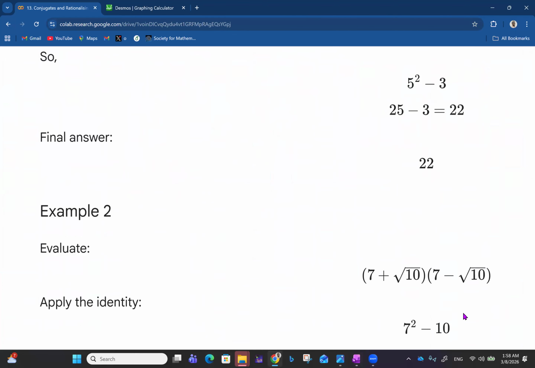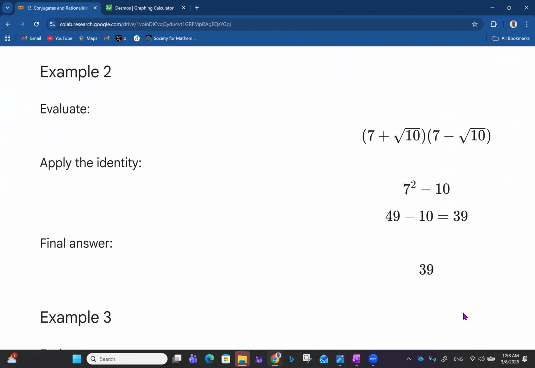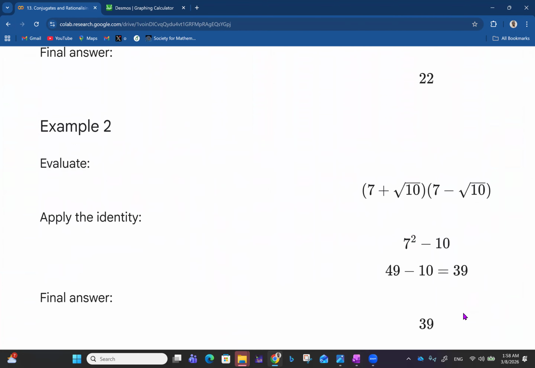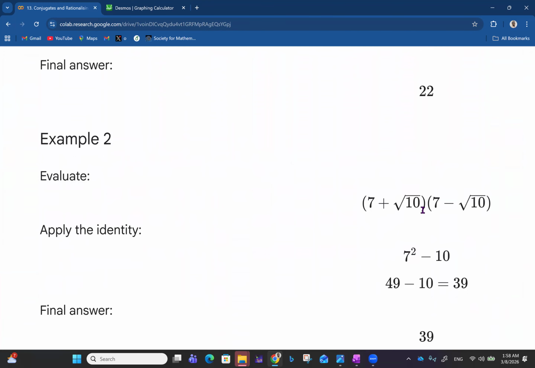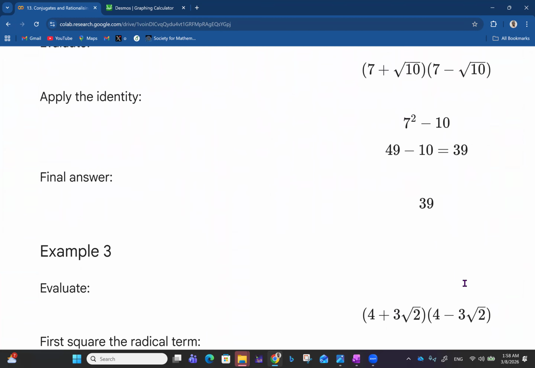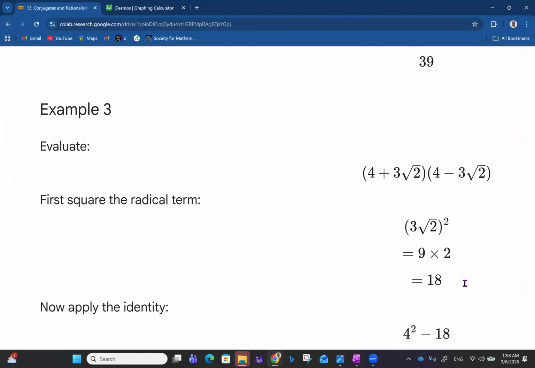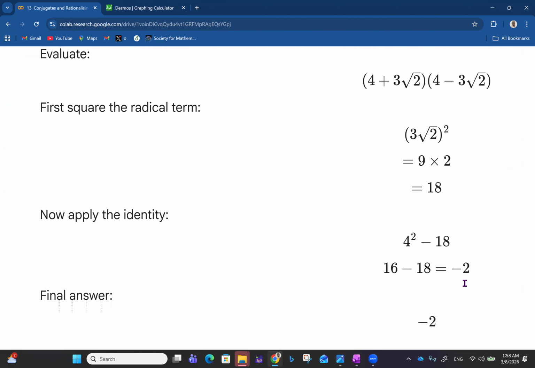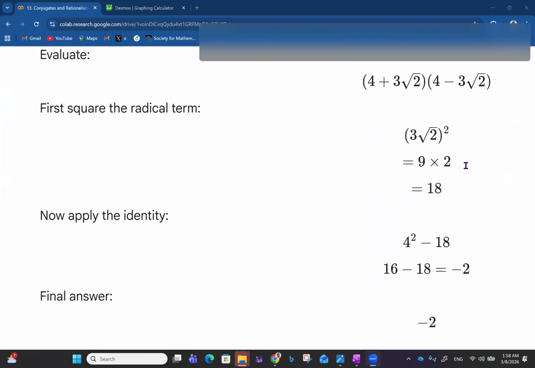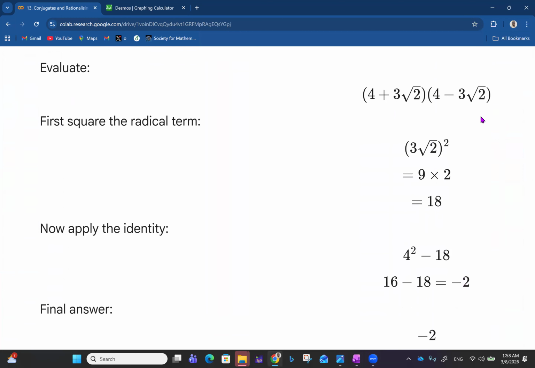Then example 2 now. You have 7 plus root 10 into 7 minus root 10. So that's 7 squared minus root 10 squared. 7 squared is 49, root 10 squared is 10, and you have 39. Example 3 is also straight to the point. You have 4 plus 3 root 2 into 4 minus 3 root 2.